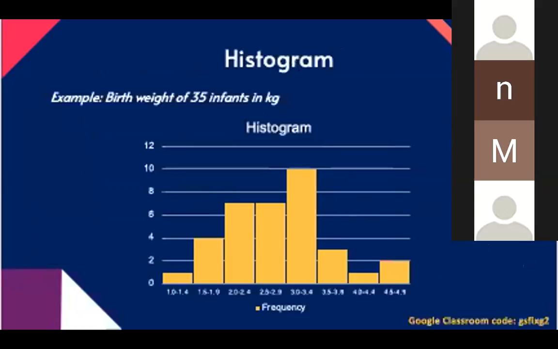So next, you can also report, using the same data, your data in the form of a histogram.